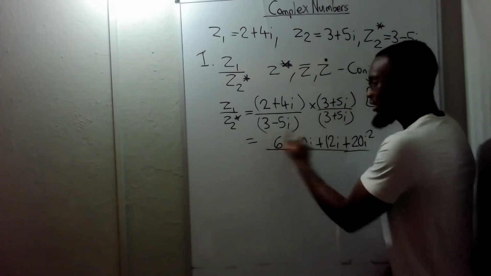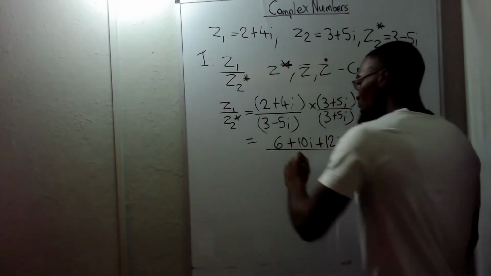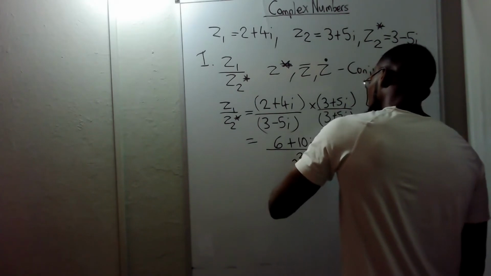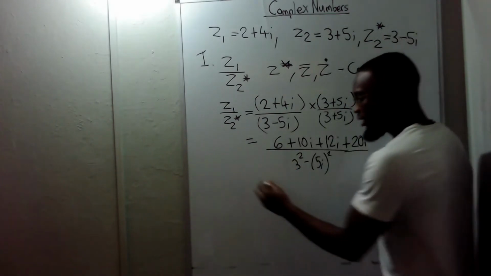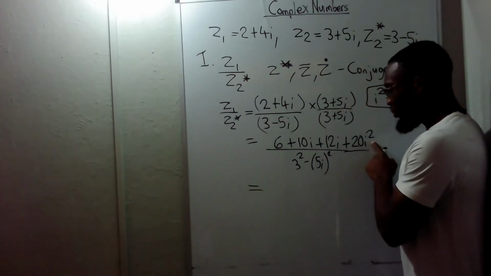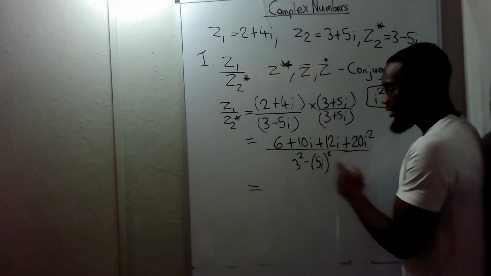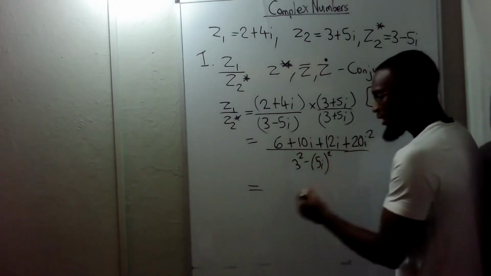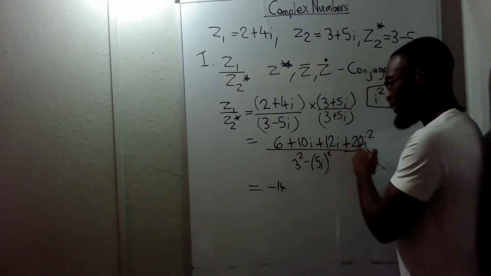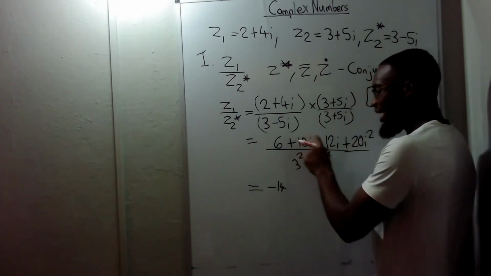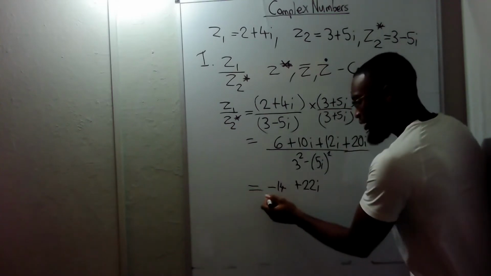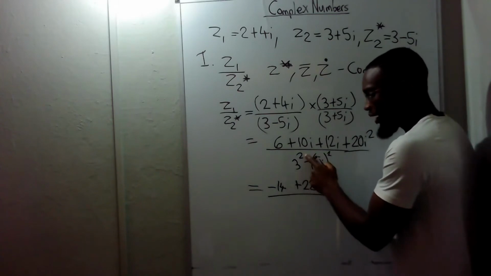Now the denominator is going to become the difference of two squares, that's 3 squared minus 5i squared. The numerator simplifies: i squared is minus 1, so this is negative 20. 6 minus 20 is negative 14. 10i plus 12i is 22i, over 3 squared, which is 9.